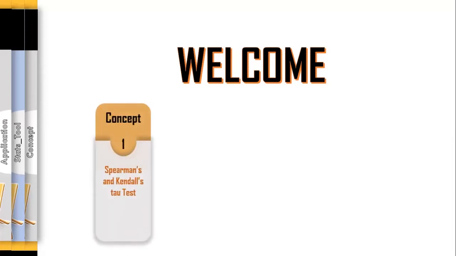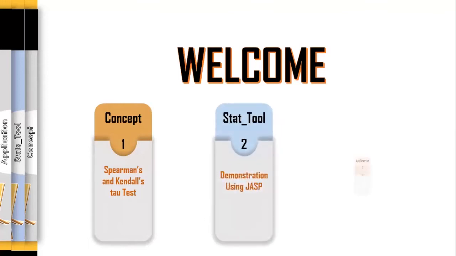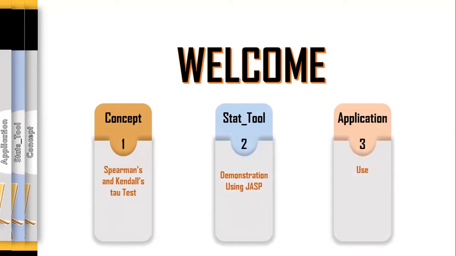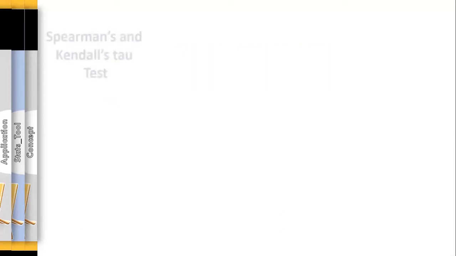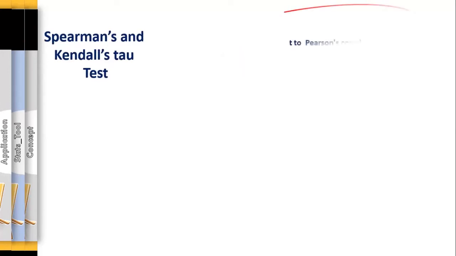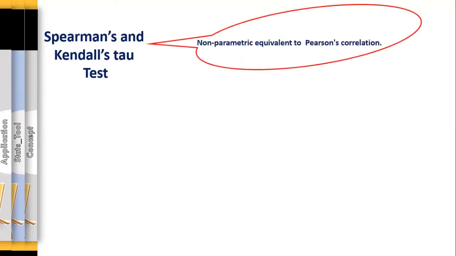We're taking a look today at the concept of Spearman's and Kendall's tau test. We'll demonstrate this using JASP, and as we do, we'll come to appreciate its application when it comes to research. Now, the Spearman's and Kendall's tau test is basically the non-parametric version of the Pearson correlation analysis. If you've not watched the video on the Pearson correlation analysis, we encourage you to watch that particular video right on this channel. Now, when do we use these two tests?